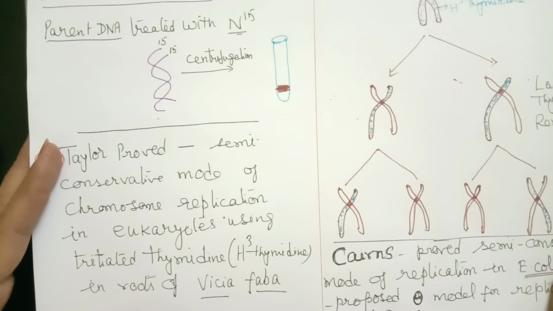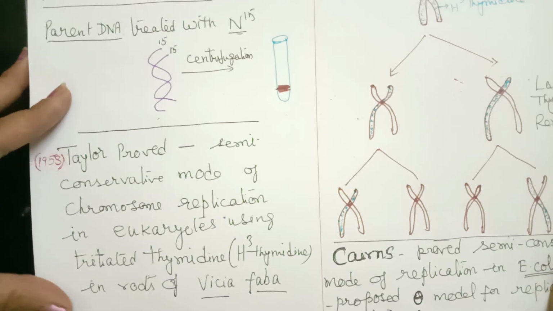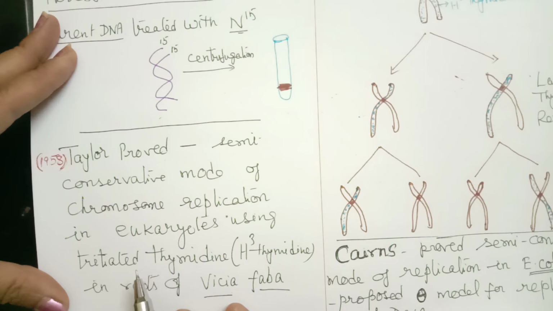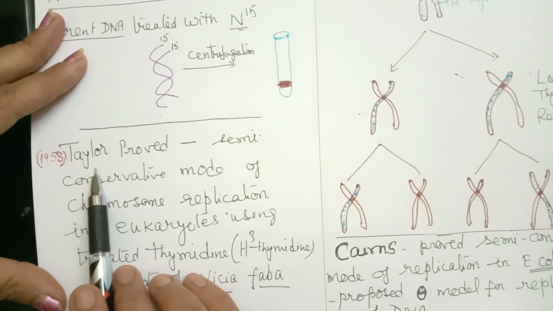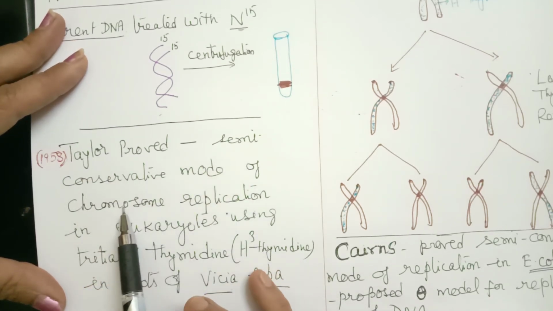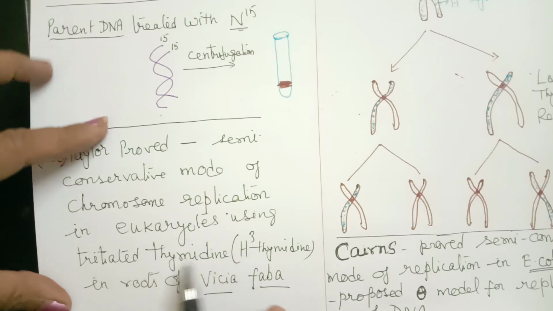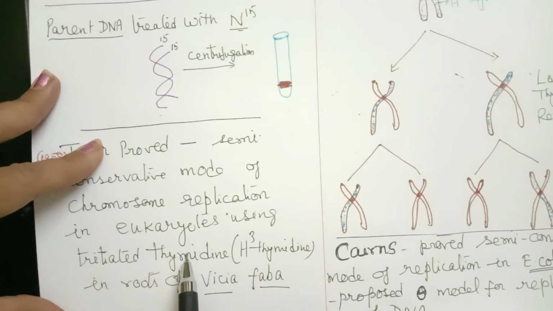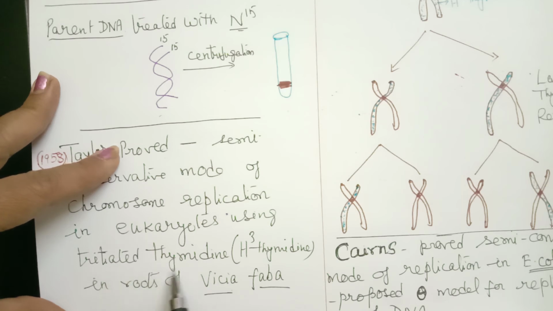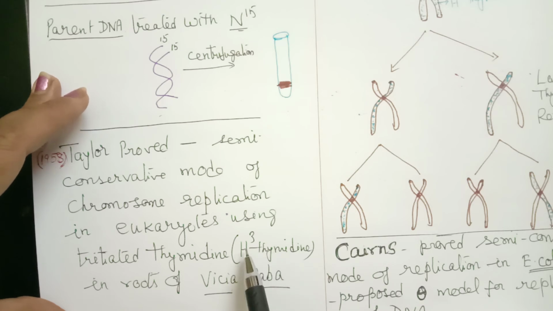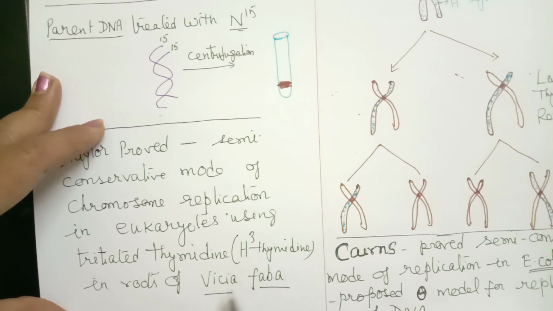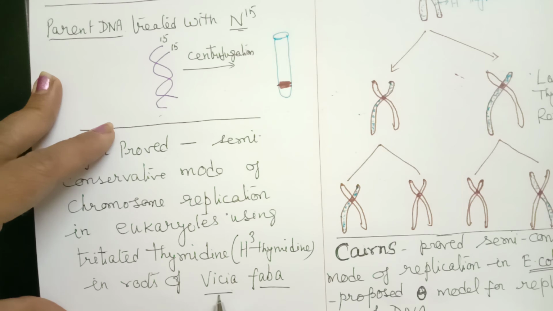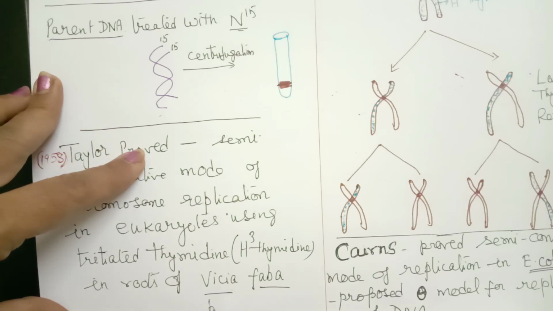Now there are some more experiments which also proved that DNA replication is semi-conservative. In the same year, 1958, Taylor proved the semi-conservative mode of replication in eukaryotes, specially conducting an experiment using tritiated thymidine, thymidine labeled with the radioactive isotope tritium, in the roots of Vicia faba. This is a Fabaceae member, called the broad bean.